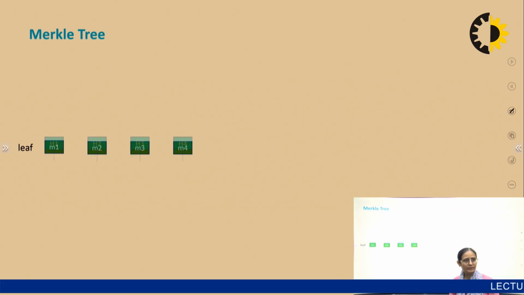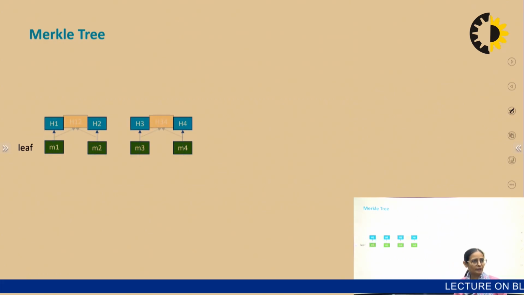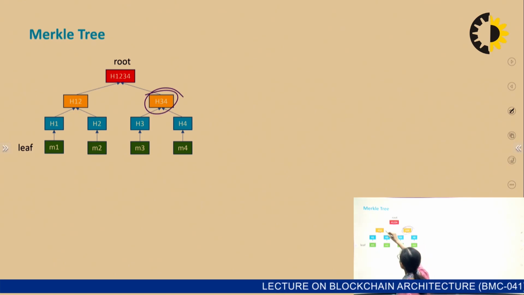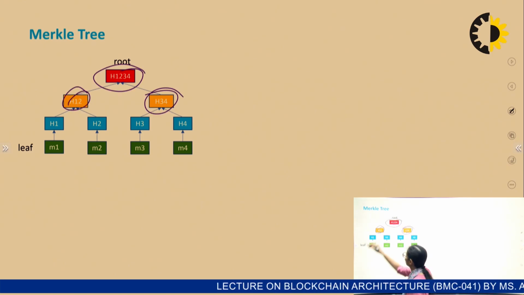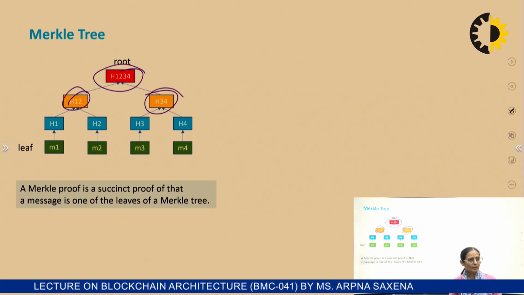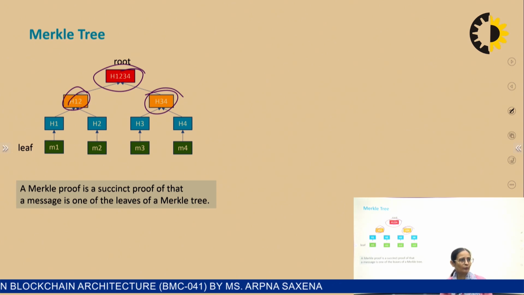So how are things being done? Suppose we have leaf nodes, we find the hash values, we combine them, and this is how it is done. So here, when I get the root value of the tree, it is my Merkle root. A Merkle proof is a succinct proof that a message is one of the leaves of a Merkle tree.